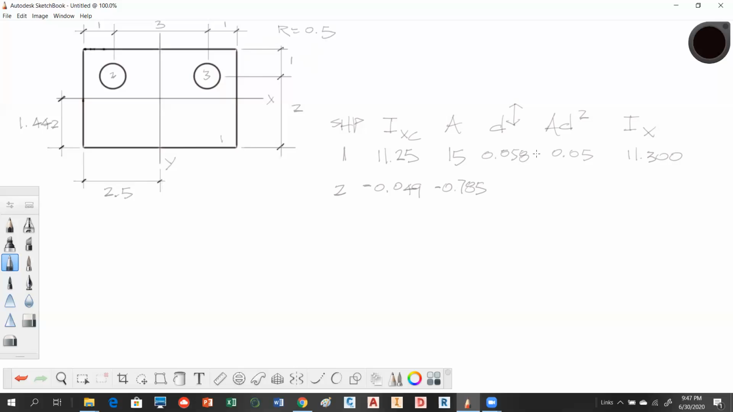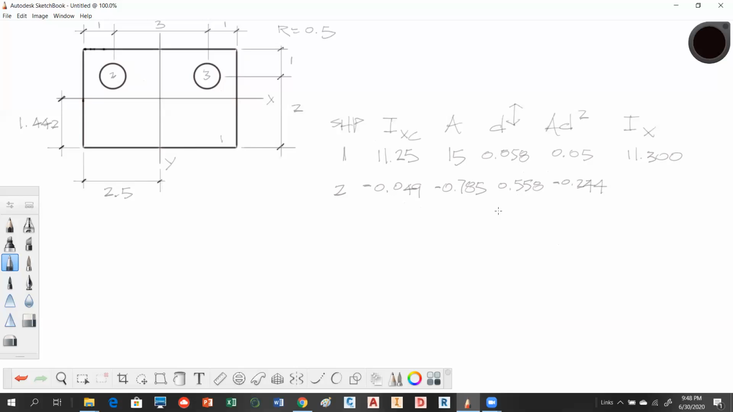So what we're going to have here for the D value is 2 minus 1.442, because we're looking at the distance from here to here essentially. When we do that subtraction, we get 0.558. Then we're going to have this squared times that area, so that's going to give me a negative AD squared of 0.244.